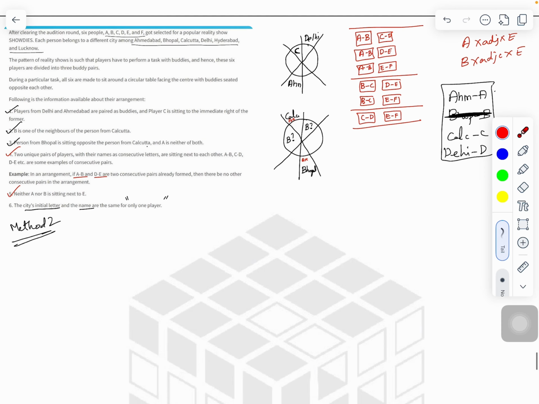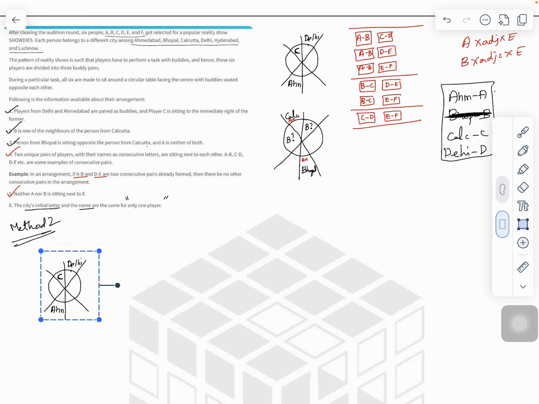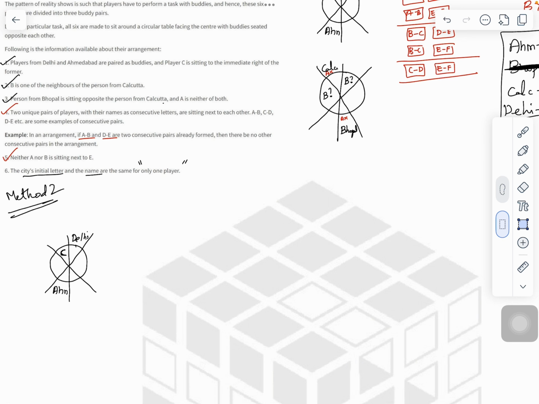In method 2, we are not going to start with this data point, rather we are going to start with these 2 data points. We can try to combine this one and see how many cases we are getting, and we will see how to approach there. Okay, now we have Ahmedabad and Delhi fixed.